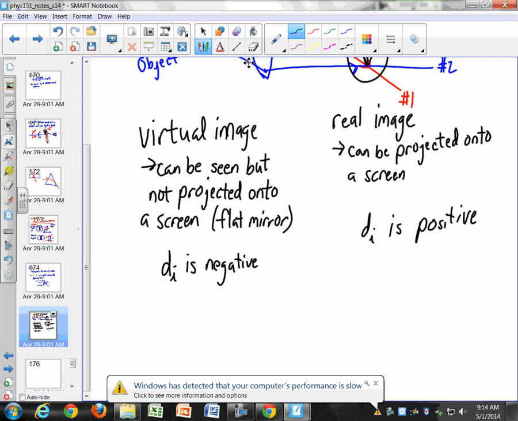Let me show you one other thing, though, before you do this. This can also be used as a magnifying glass. If you hold your hand in front of it like this, then you can see a bigger part of your hand, right? It's a magnifying glass. You ever used magnifying glasses before?